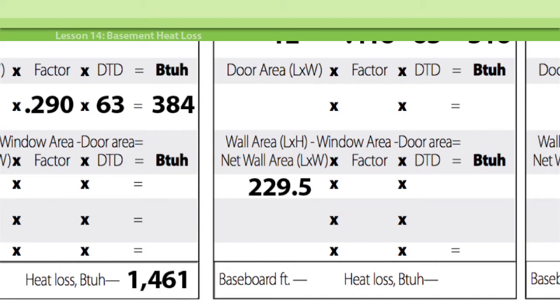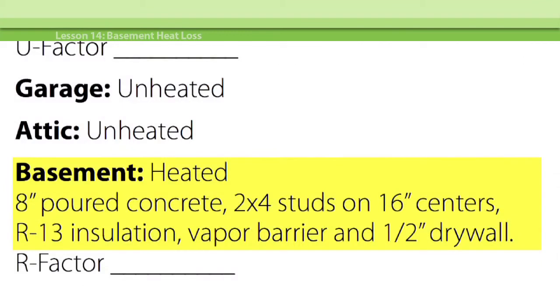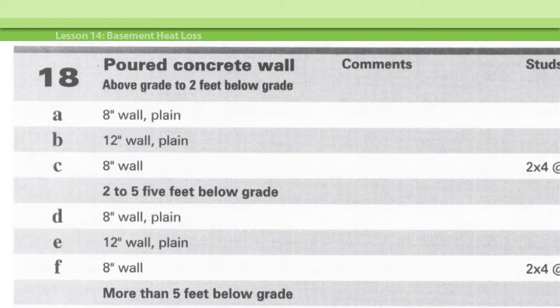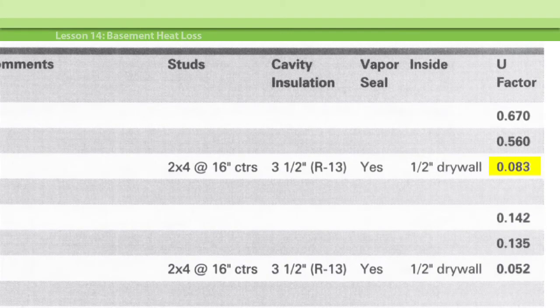To find the U value for that portion of the wall, we're going to check Table 3. Now this time, we'll look up poured concrete walls, which is in Section 18. We see from our info sheet that the wall is made up of 8 inches of poured concrete with 2x4 studs, 16 inches on center. There's 3.5 inches of insulation, a vapor barrier, and 1/2 inch drywall. If we look up line C in Section 18, we find a U value of 0.083.